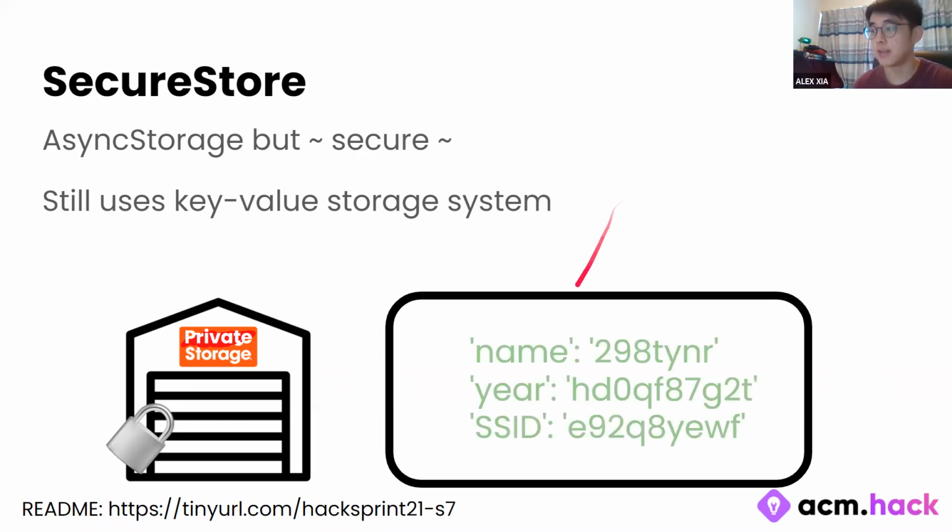But the difference is that all of your values now make no sense to anybody else except for your app. So if you told someone that your name was this, they'd think, what planet are you from? This is a way of storing sensitive information that we may not want other apps or other users in the same app to access. For example, your passwords or your social security numbers or your IDs.